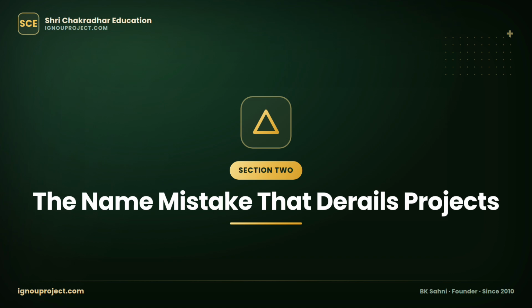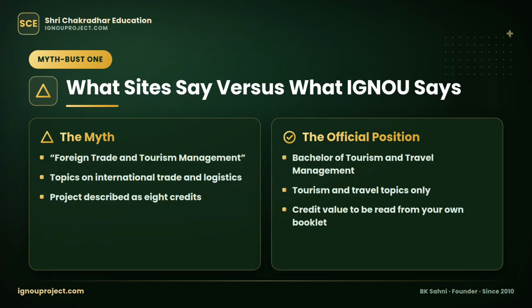Now the correction that matters most, because it decides whether your topic is even eligible. Here is the first myth bust. Many pages, including some very well-ranked ones, describe BFTTM as foreign trade and tourism management, and then recommend topics on international trade, export policy, and logistics. The official IGNOU page says something different.